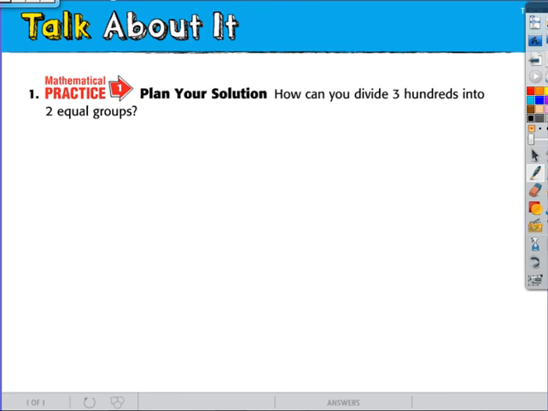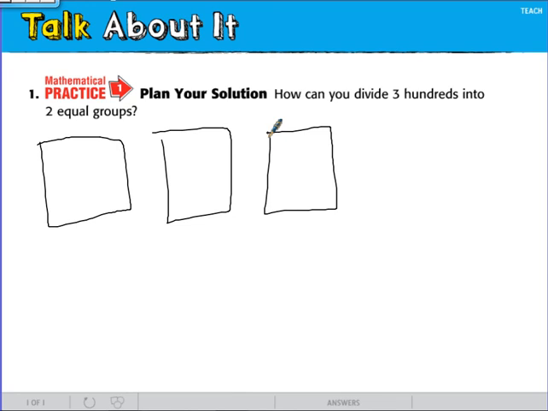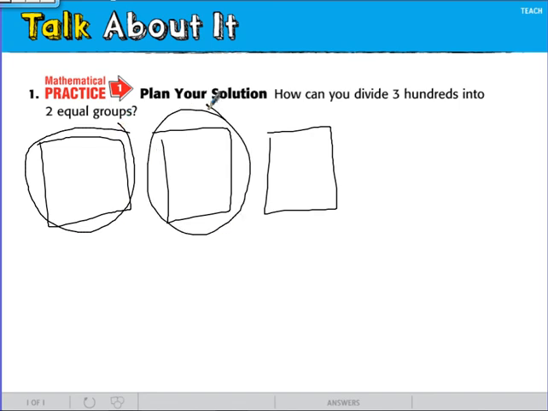This is going to be very important because this is the thing that you guys had the hardest time with on your homework last night, when you had to divide things into groups that weren't even at first, okay? So we have 300. We'll just represent our hundreds with big square blocks because these are what the 100 blocks kind of look like, right? So we want to divide 300 into 2 equal groups. So here's one group, here's 2 groups, and I have 1 left over, correct?